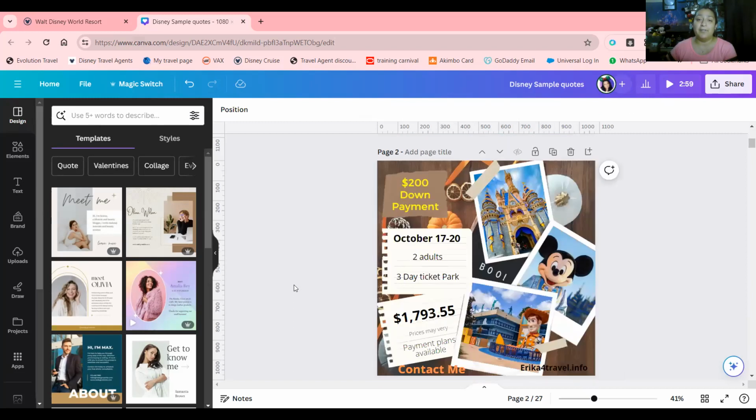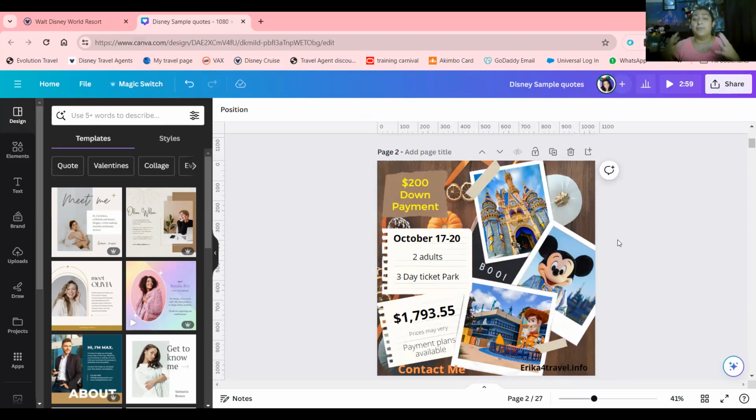Okay, I have another one here for you. My down payment, $200, October 17th through the 20th, 2 adults, 3-day park tickets, right? And this is including the resort as well. It's $1,793. Prices may vary, payment plans available. And then, you know, nice looking pictures here, but I have the theme going of October.